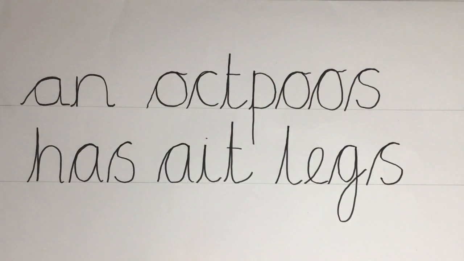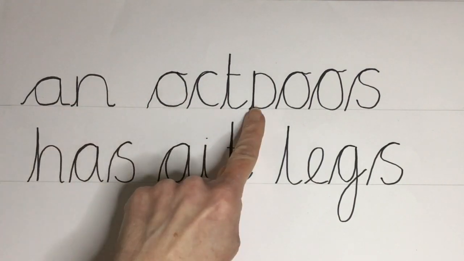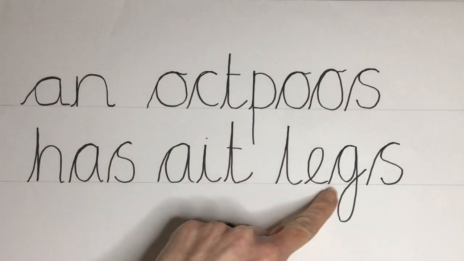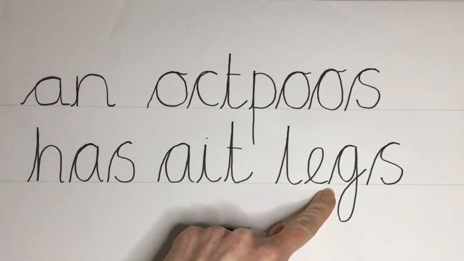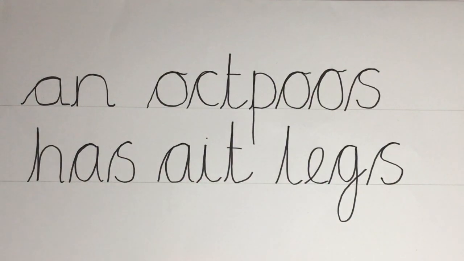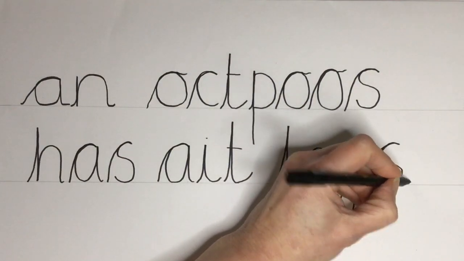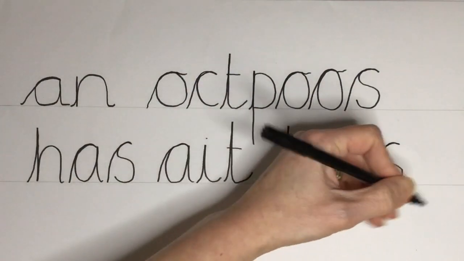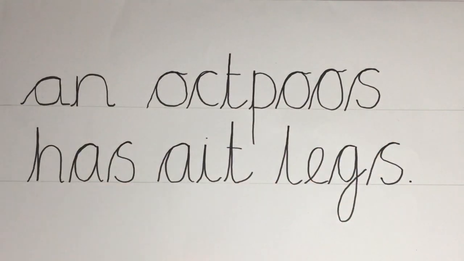Let's check our sentence, make sure we haven't missed anything out. An octopus has 8 legs. Oh, now Lily, when you finish a sentence, your idea is finished. You do a little dot at the end, and this is called a full stop. It's not a big ball, just a little dot to say that your idea is finished, and you can take a breath and carry on reading. It really helps people when they're reading as well.